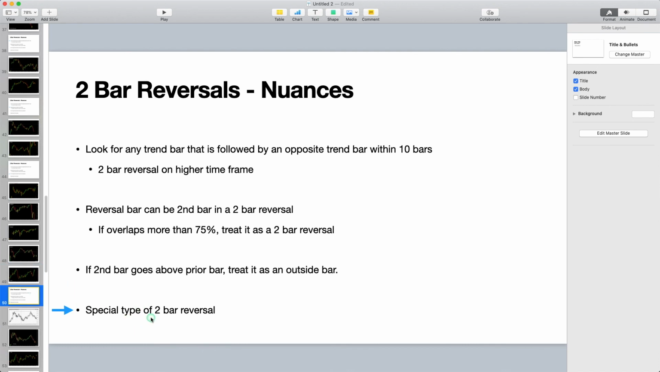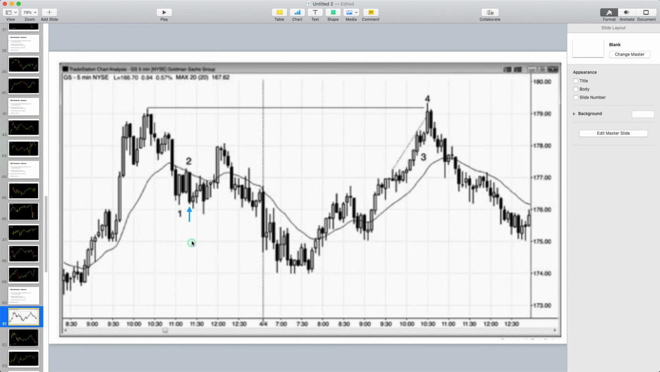The final nuance is a special type of 2-bar reversal. Al says when you have a 2-bar reversal for the bear side, in the bear case, if you have a 2-bar reversal that's sitting below the moving average in a trading range where there's a lot of overlap, it's actually better to do the opposite. So here we have a bull bar up, so a bull breakout up on bar 2, what Al has labeled as bar 2. This is a chart from the book.